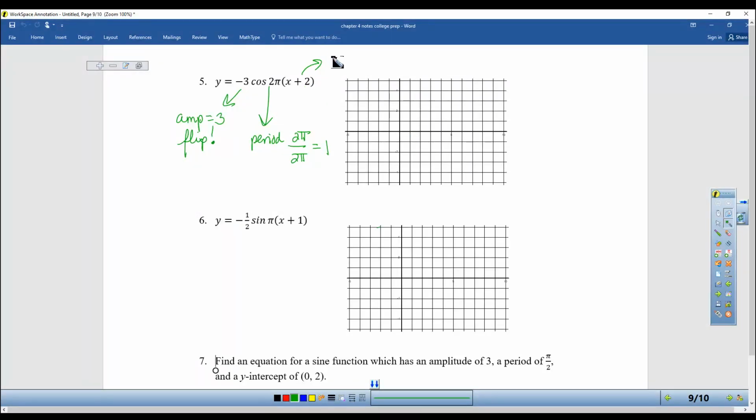And it's going to go to the left 2. Oops, no T. It's going to go to the left 2. So for cosine, I'm normally going to start at 1, but I'm going to start at negative 3. I'm going to end at negative 3. And when am I going to do that? By 1. That's my period. I have to finish the entire thing by there.